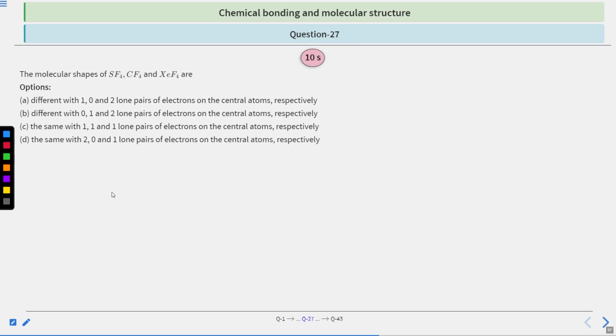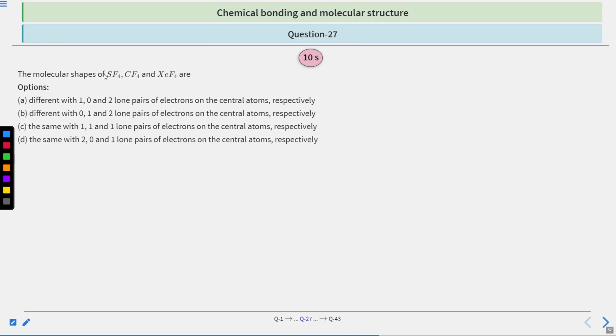Moving on to the next question, question number 27. The molecular shapes of SF4, CF4 and XeF4 are. Options are: different, with 1, 0 and 2 lone pairs of electrons on the central atom respectively; different, with 0, 1 and 2 lone pairs respectively; the same, with 1, 1 and 1 lone pairs respectively; the same, with 2, 0 and 1 lone pairs respectively. You have 10 seconds to solve this question. After that, we will see the answer.